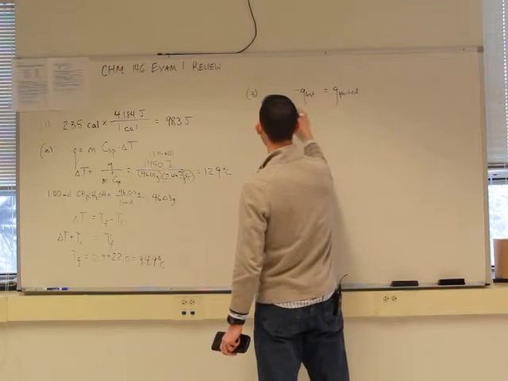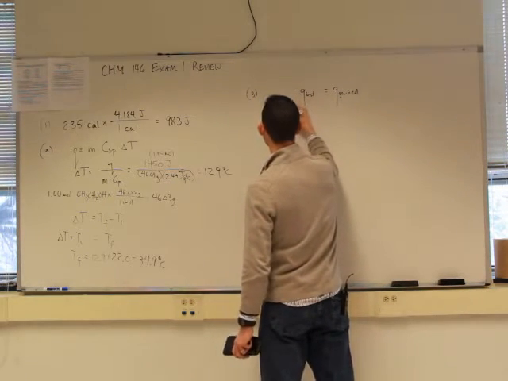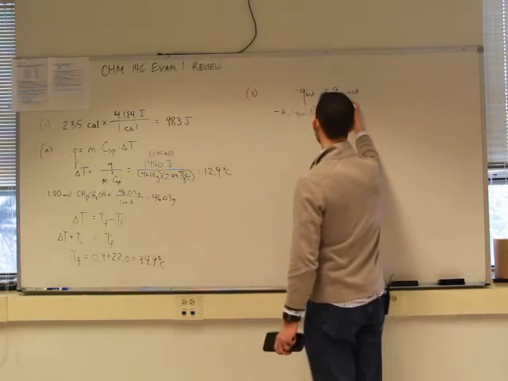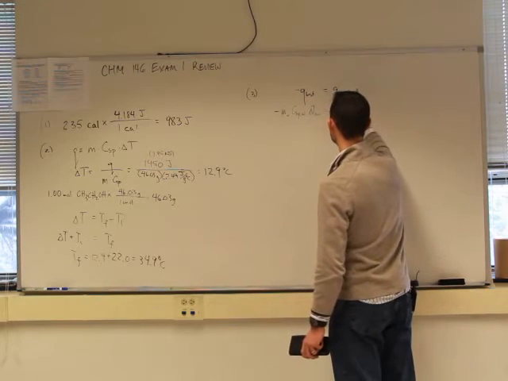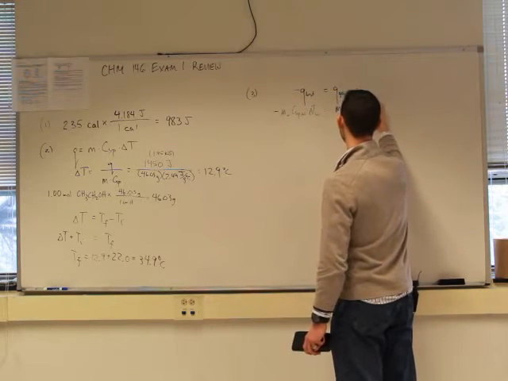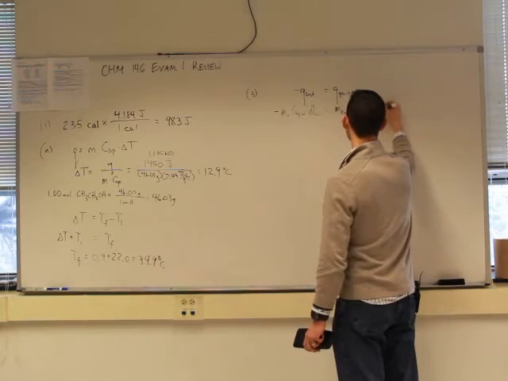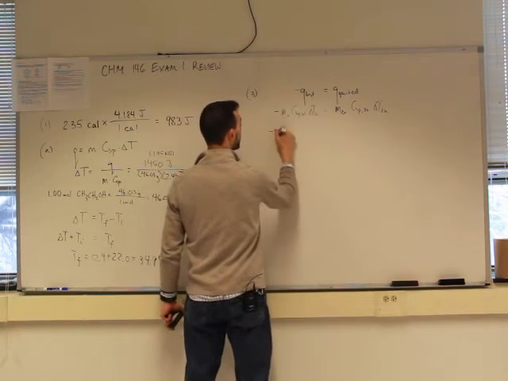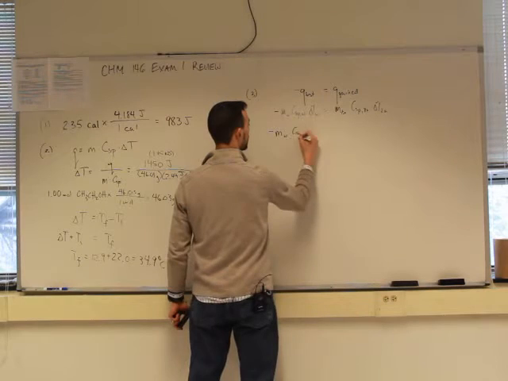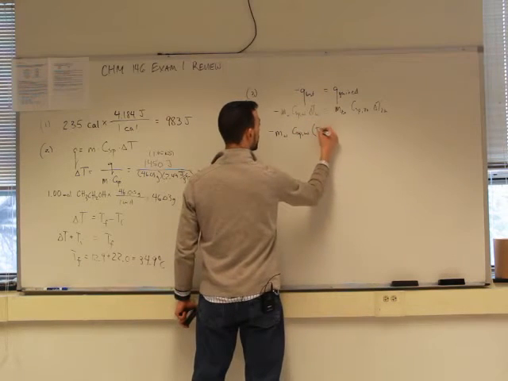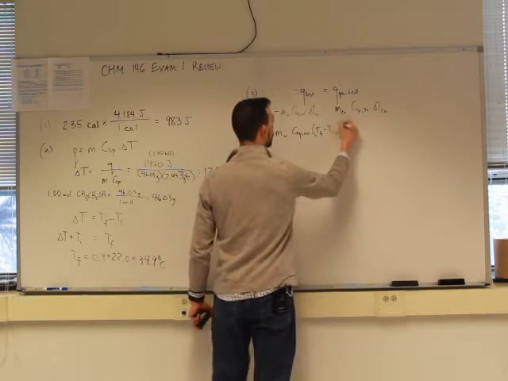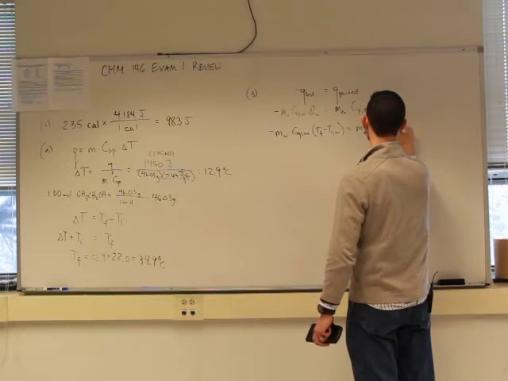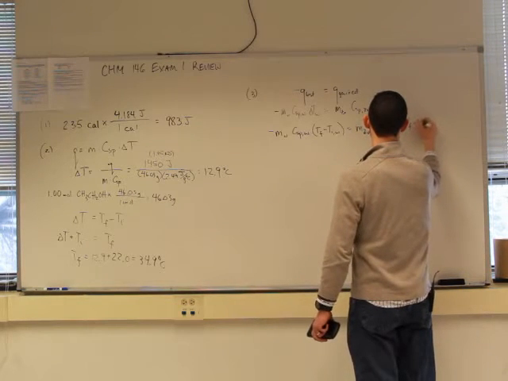So for the water, it would be negative mass of the water times the heat capacity of the water times the change in temperature of the water. And for the zinc, it would be mass of the zinc times heat capacity of the zinc times the change in temperature of the zinc. Now, we're after the final temperature, so we have to break this out a little bit further to T final minus T initial of the water. And on the zinc side, we can add in place of the change in temperature, T final minus T initial zinc.